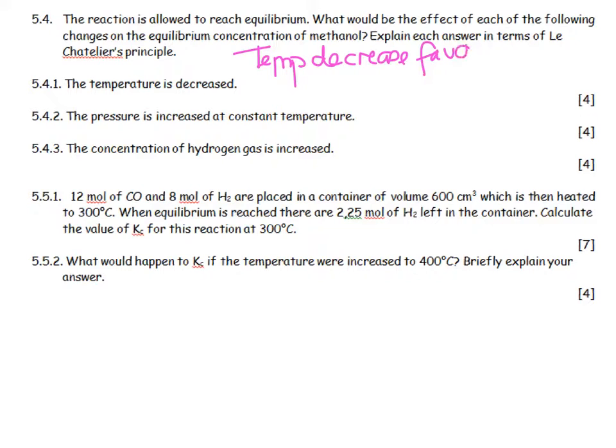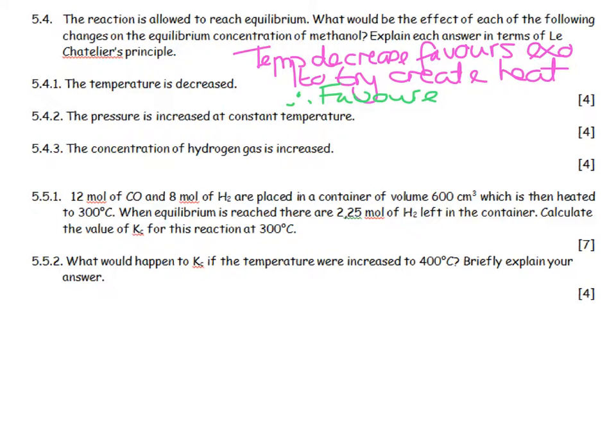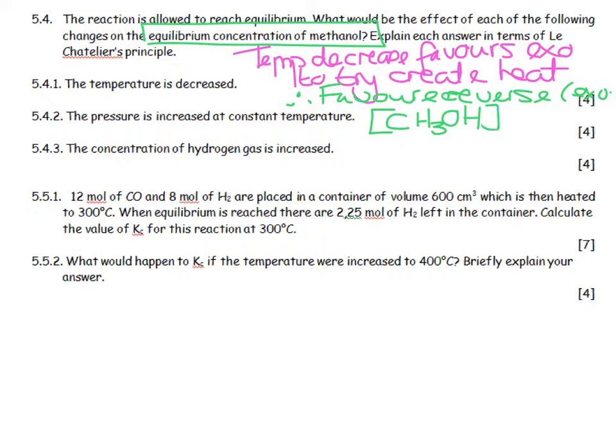favors exothermic, to try create heat. In other words, that's Le Chatelier's principle. It tries to reverse the current situation. So what is going to happen is we will therefore favor reverse, because the forward is endo. Reverse, which is, by the way, the exo reaction. And therefore the concentration, because the question is what is the effect on the equilibrium concentration of methanol. If I'm favoring the reverse, I'm making less methanol, so the concentration of the methanol will decrease.